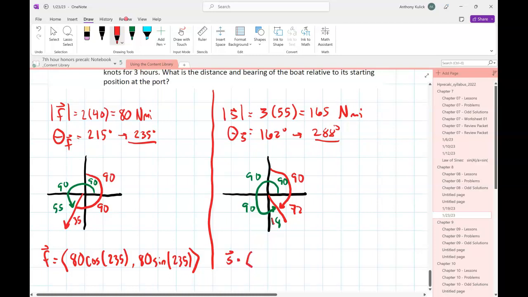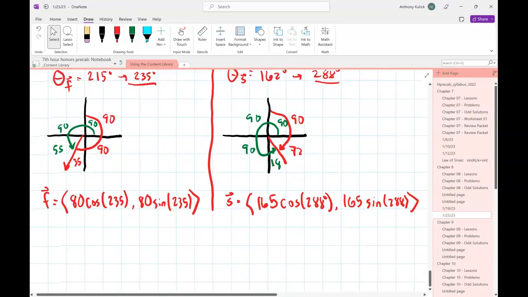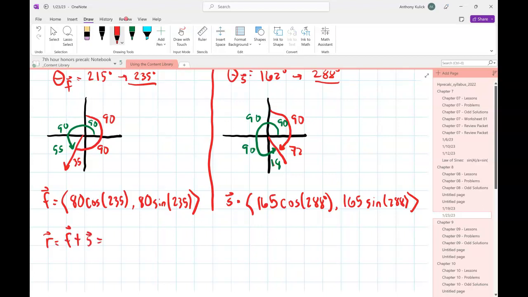So I can then resolve vector s to the standard position angle by doing the standard position vector, component form. It's the magnitude of s times cosine of 288, and then the magnitude of s times sine of 288. To find my resultant vector, I'm just going to add vector f plus s. And now it's going to be calculator time.